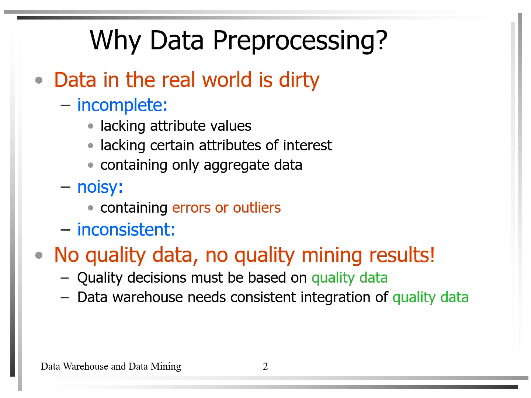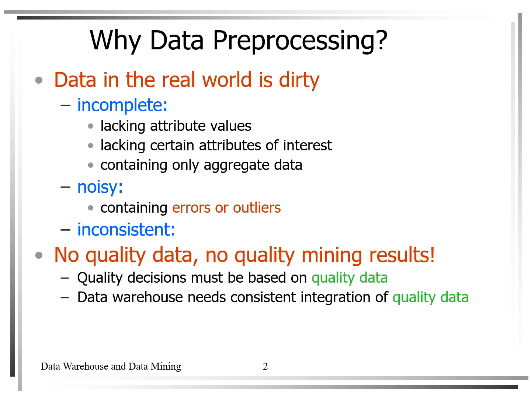It's also considered to be noisy, meaning that it contains outliers and errors. And in some cases, it is inconsistent, which means that it does not make sense with each other. Generally speaking, if we don't have high quality data, we cannot have high quality mining results, and therefore we cannot make decisions based on our mining results.